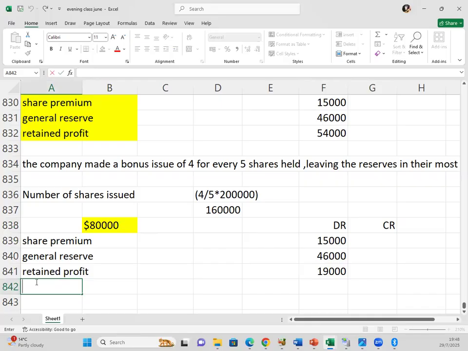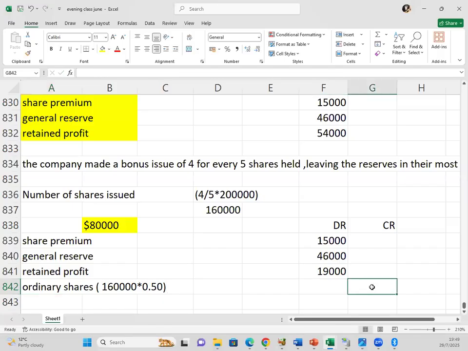Then you credit, because this is a bonus issue, it increases ordinary shares. You credit ordinary shares. So for the ordinary shares, how much are we crediting? Remember, we issued 160,000 shares and the par value of each share is 50 cents. So it would be 160 times 50 cents, that's 80,000. So it should be equal to the total of the debit.